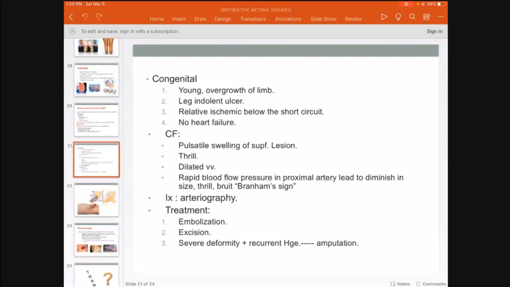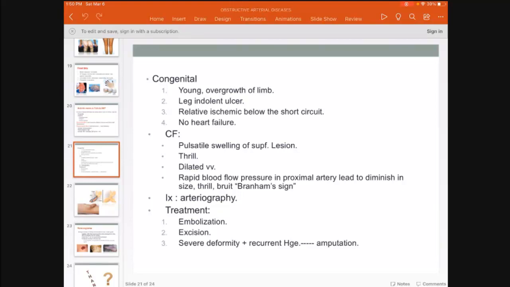The clinical feature of that one is pulsatile swelling of the superficial vein, with a thrill, dilated vein, rapid blood flow, and pressure in the proximal artery, leading to a diminished size and thrill. This is what we call Branham's sign. It means that when you press on the site of the fistula, the bruit will disappear. When you press on a place and listen, where the bruit disappears means this is the site of the fistula. This is what we call Branham's sign.